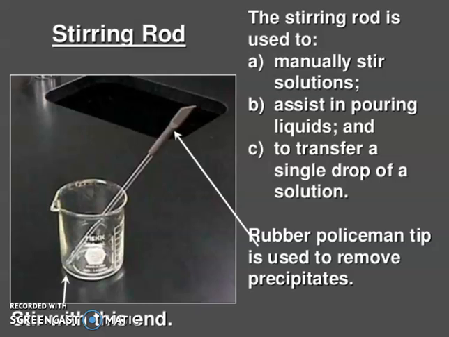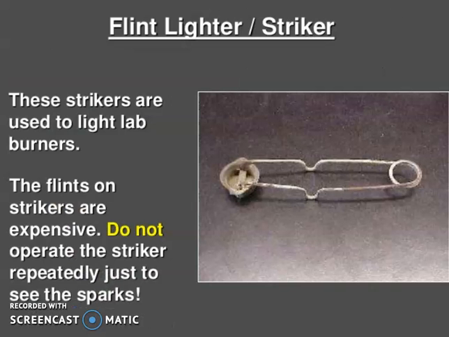Now, stirring rod. The stirring rod is used to manually stir solutions, assist in pouring liquids, and to transfer a single drop of solution. The rubber policeman tip is used to remove precipitate. You can see the rubber policeman tip. The policeman tip is used to remove precipitates. So stir with this end.